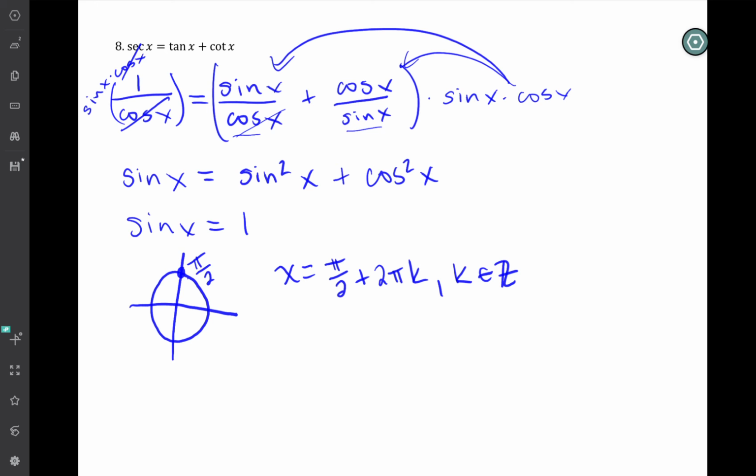I know they probably don't all work out so nicely as to just turn into sine x equals 1, but this beginning step where you rewrite everything in terms of sine and cosine is one that I highly recommend.